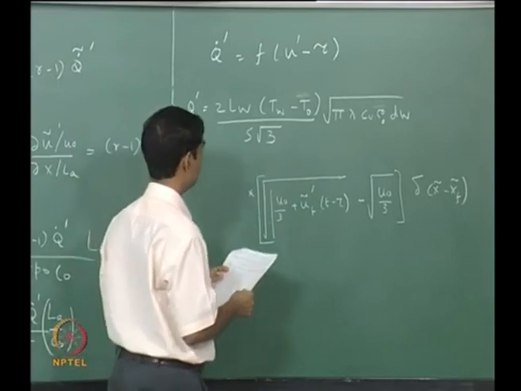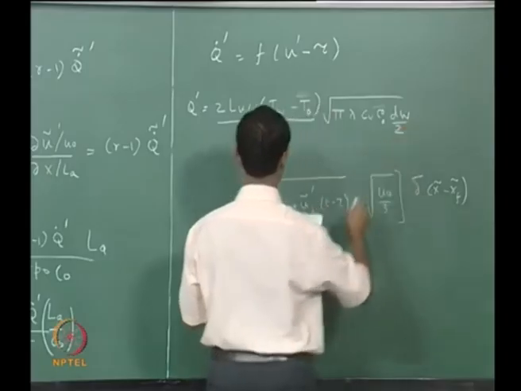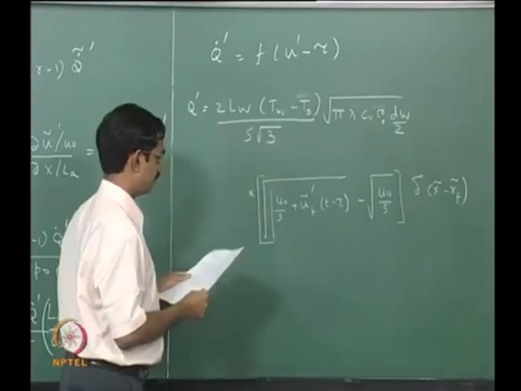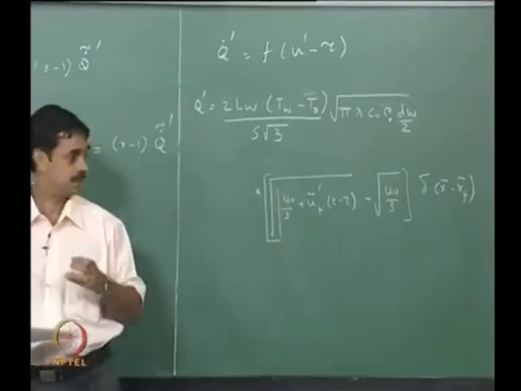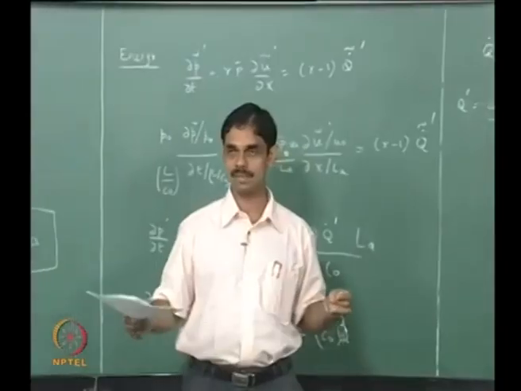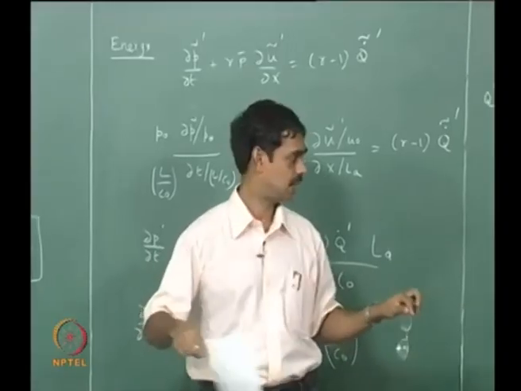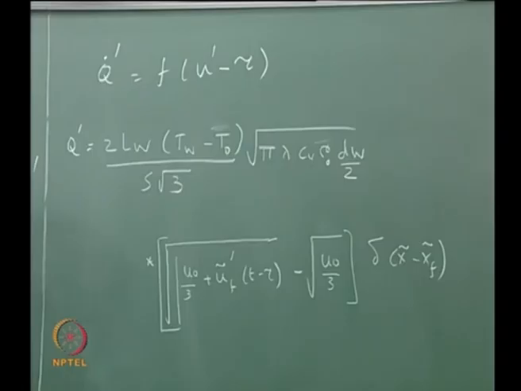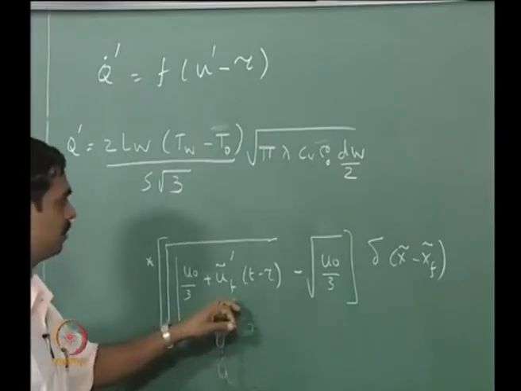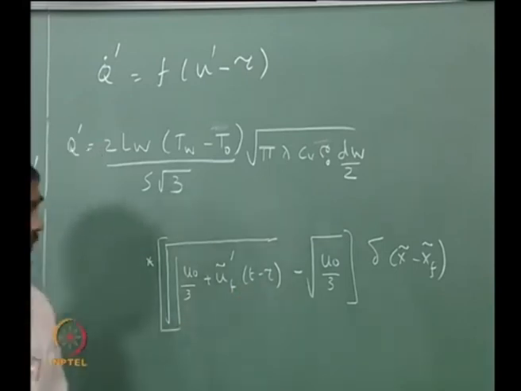and u naught is the base flow velocity, u prime is the fluctuating velocity, the subscript f stands for... the fluctuating velocity changes across the tube, right? I mean there is a standing wave and so on. So at the heater location, f should strictly stand for flame, but it's okay, here we have heater, no flame. So the subscript f, t is the time, tau is the characteristic time delay with which this heat transfer happens, and delta is the delta function.